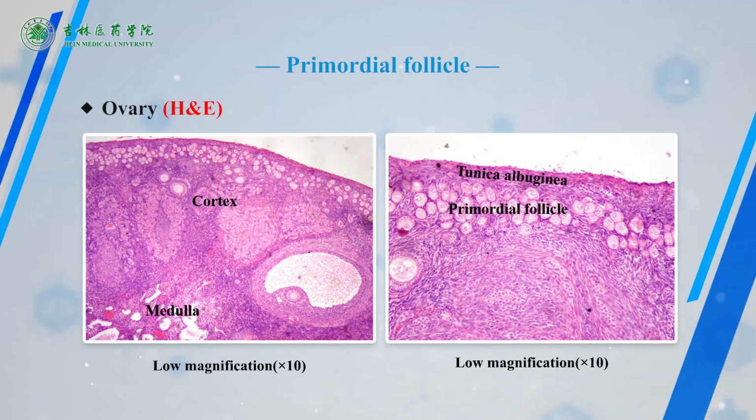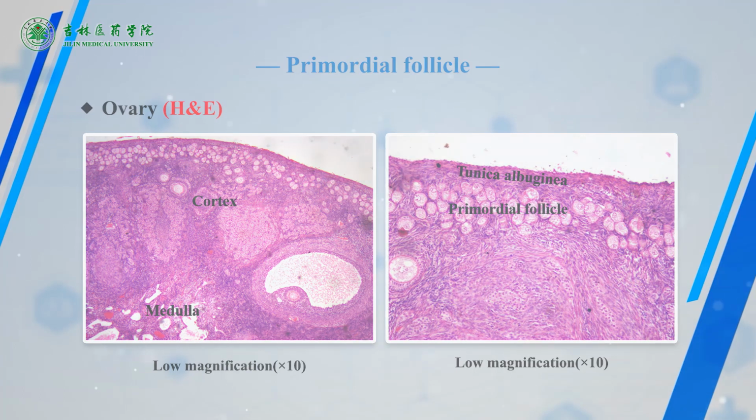Each is composed of one large round primary oocyte surrounded by a single layer of flattened follicular cells. The oocyte has a large nucleus with a prominent nucleolus and sparse chromatin. Follicular cells are usually flat or cuboidal in shape with round nuclei, and the cell boundaries are unclear.